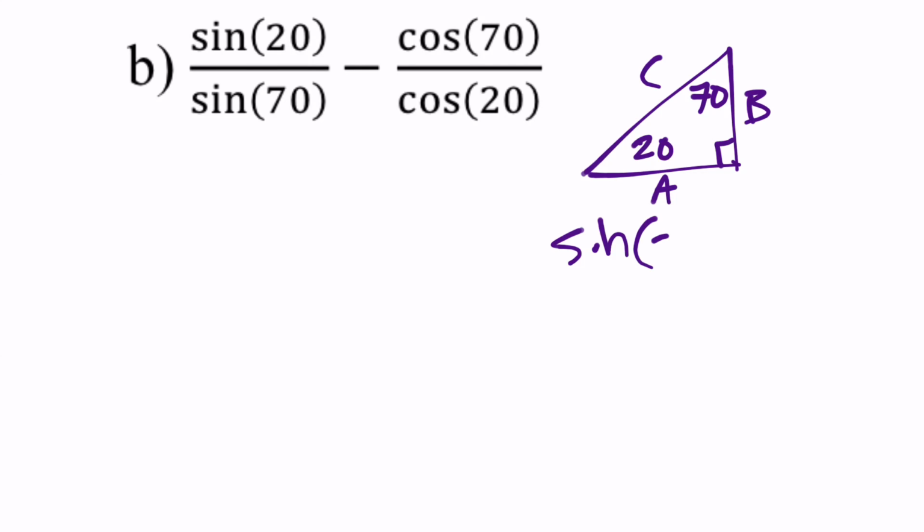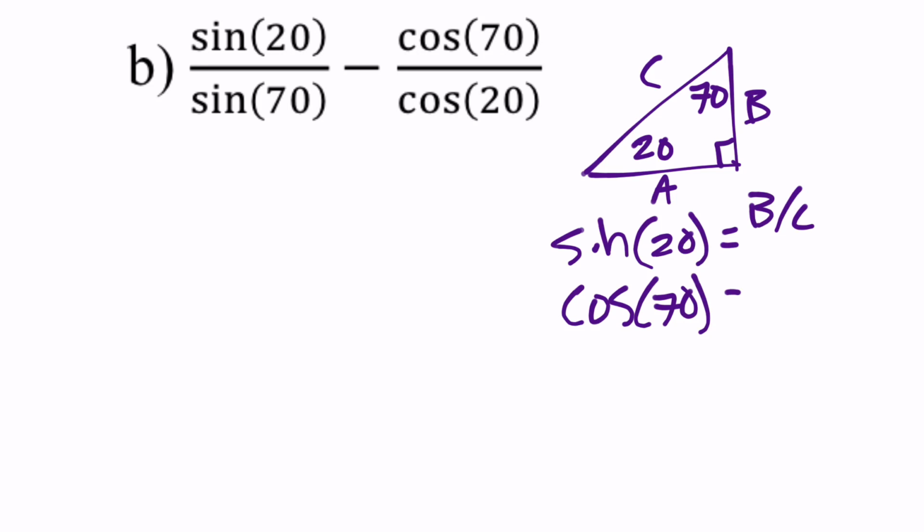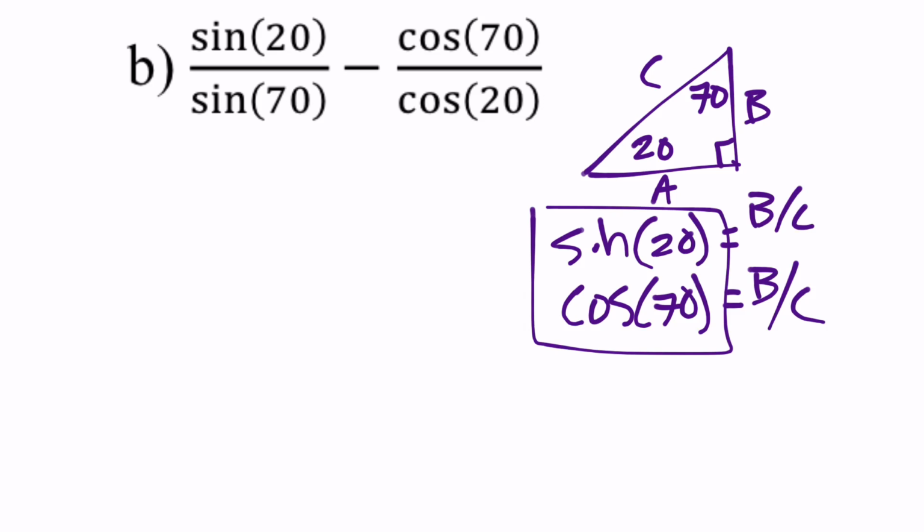You realize that the sine of 20 as a ratio of sides, well, sine is opposite over hypotenuse, so it's B over C. And then you notice that cosine of 70 as a ratio of sides is adjacent, well, adjacent to angle 70 is B over hypotenuse C. And so we get an equality here: sine of 20 equals cosine of 70, which means in the top here, I can actually write that as cosine of 70.